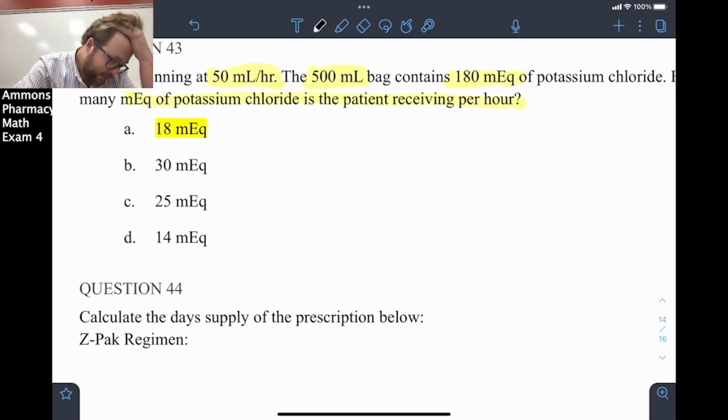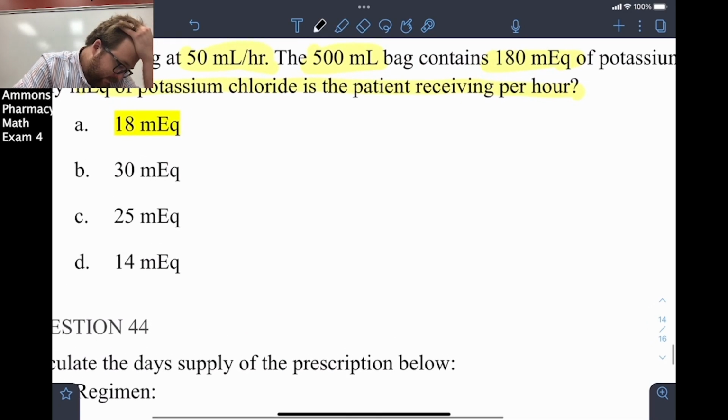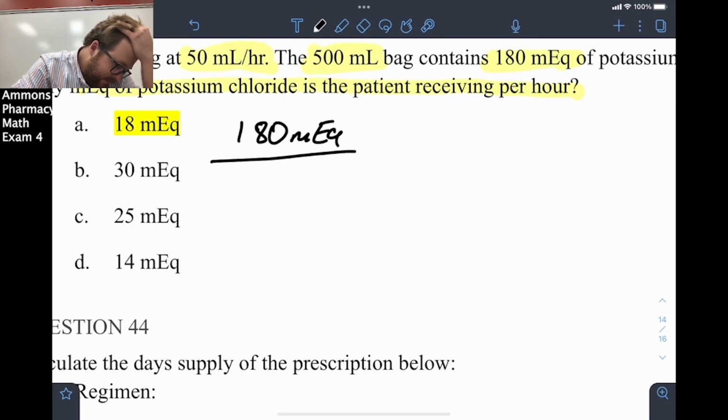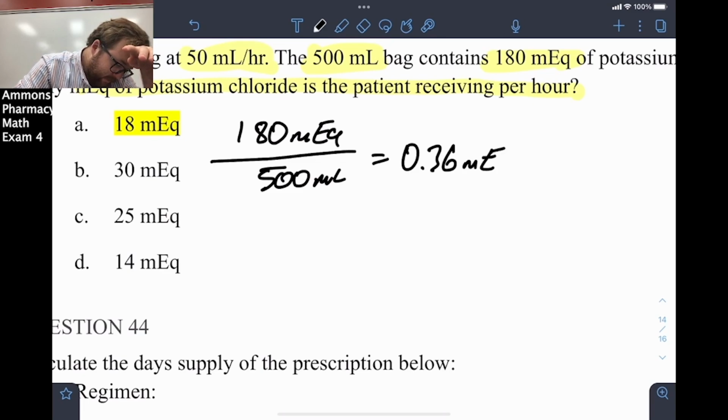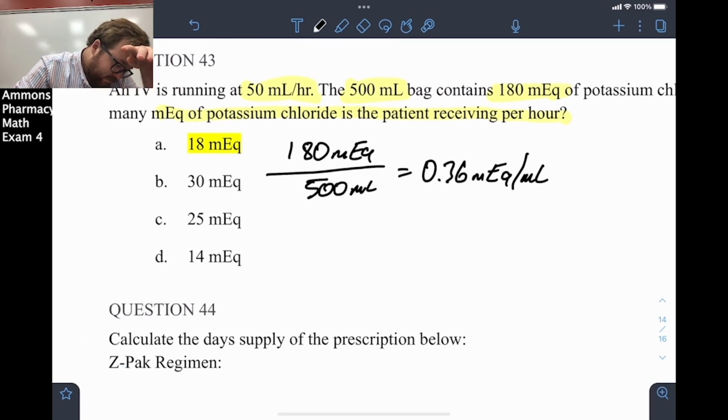Okay, so we have 180 in the bag. So if we have 180 MEQs in the bag of 500 mils, we can calculate how many mil equivalents per mil. 0.36 mil equivalents per mil.